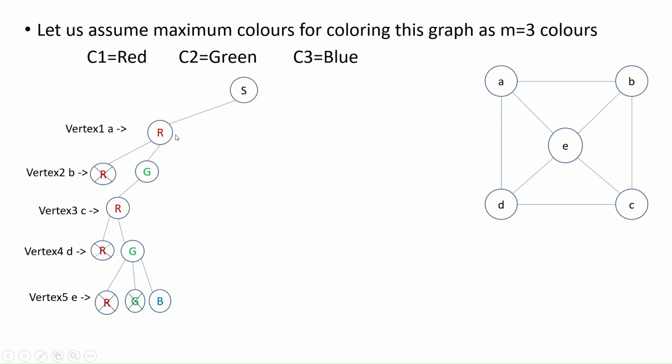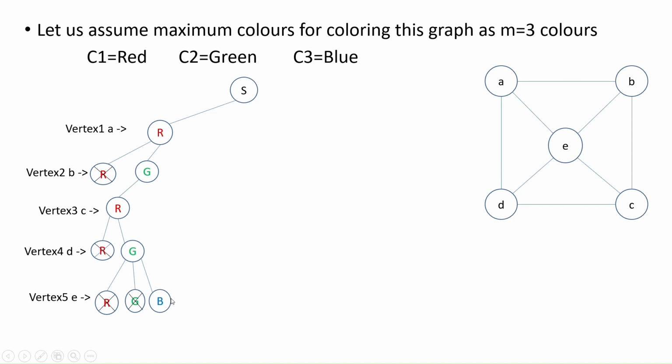That is, first vertex with red, second vertex with green, third vertex with again red, fourth vertex with again green, and fifth vertex with blue. As I told you before, the fifth vertex color should be unique. That is, it should not match any of the other four vertices' colors, right? So in this way we got one solution in which we can color this graph.